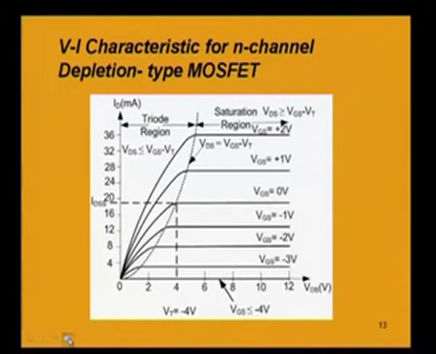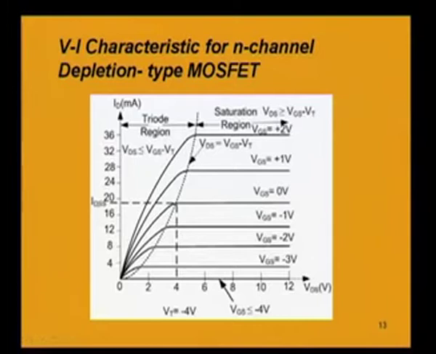So, for the depletion type MOSFET, if we draw the VI characteristic, putting as usual in the x axis the drain to source voltage, and in the y axis the current ID in the order of milliampere, for different values of the gate to source voltage. When VGS is equal to 0, the current which flows between drain to source is known as IDSS. It has a value given in the data sheet.